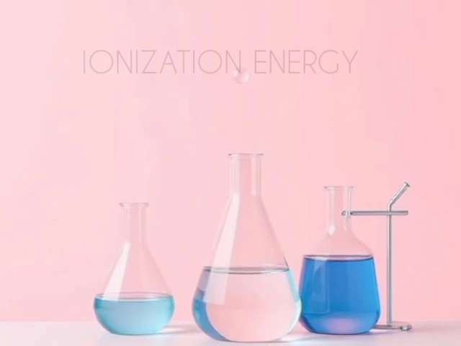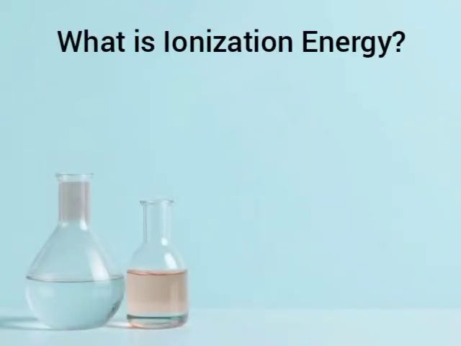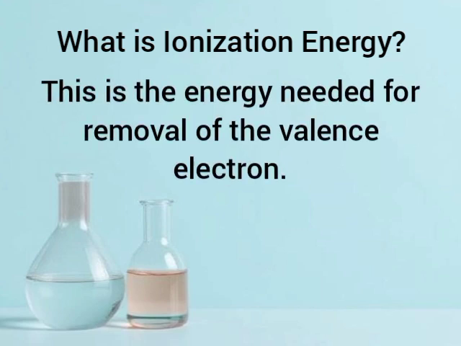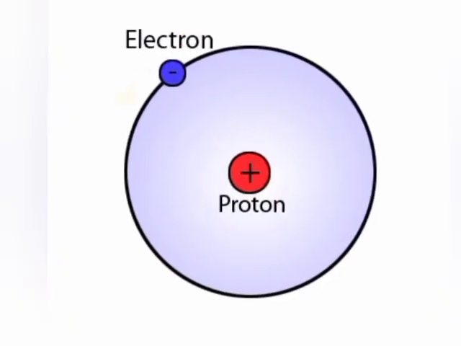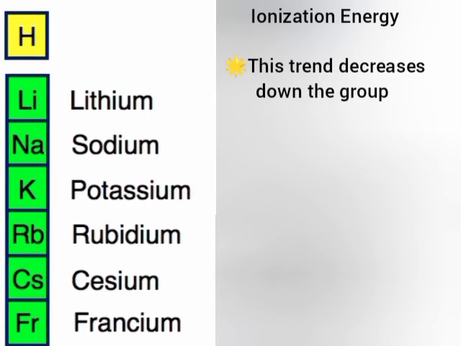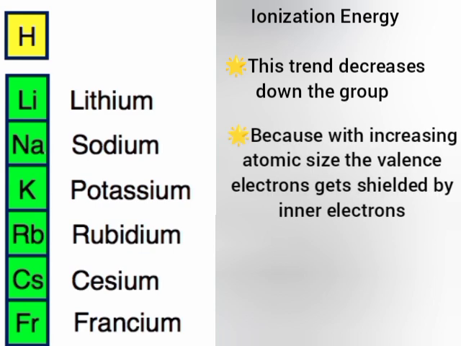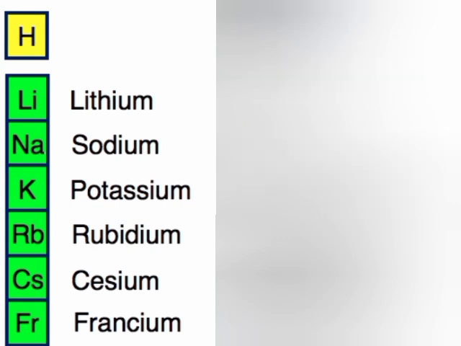Next, ionization energy. What is ionization energy? This is the energy needed for the removal of the valence electron, that is the electron on the outermost shell of an atom. Now, this trend decreases down the group because with increasing atomic size, the valence electrons get shielded by the inner electrons, and so the energy required to remove them becomes less.